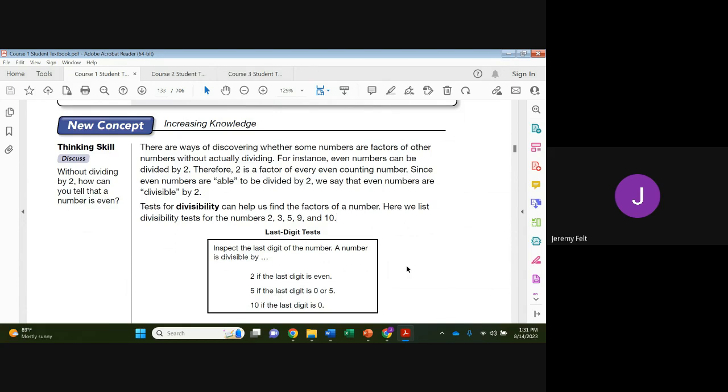5 is another pretty easy one. If the number ends in 0 or 5, then 5 goes into it. Okay, 5, 10, 15, 20, 25, 30, 35, 40, and continuing on. So if we look at the digit in the ones place, if it's a 0 or a 5, then we know 5 goes into it. So it's divisible by 5, we would say. And then if the last digit is 0, then 10 goes into it. 10, 20, 30, 40, 50, 60, 70, 80, and so on. If it ends in a 0, then we know 10 goes into it.